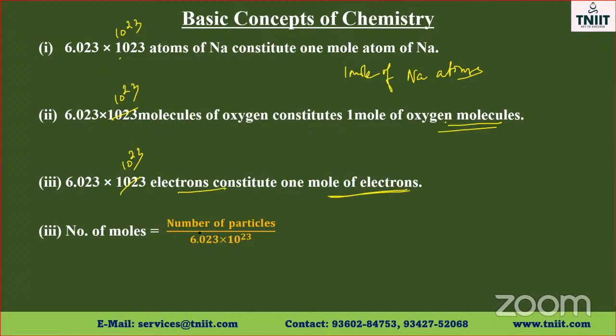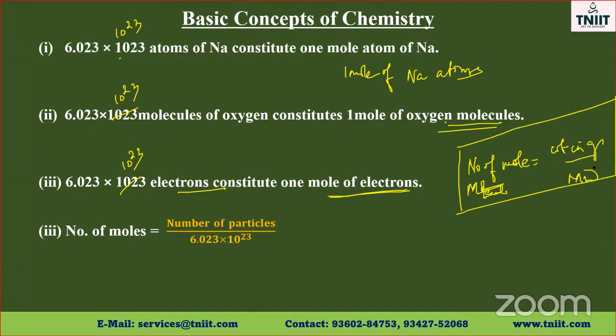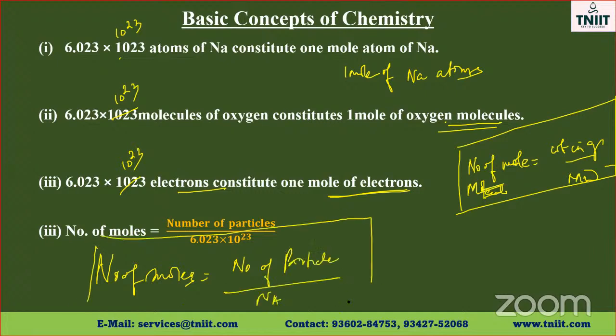So number of moles also can be calculated by another formula. So how do we calculate number of moles? Generally, we used to calculate number of moles by the formula weight in grams by molecular mass. This is the formula we used in order to calculate the number of moles. Now, based on the number of particles, we also can calculate number of moles. Number of moles can be calculated by the formula number of particles by Avogadro's number.